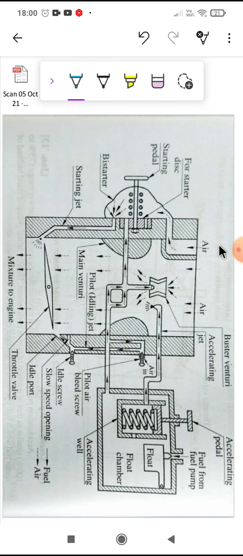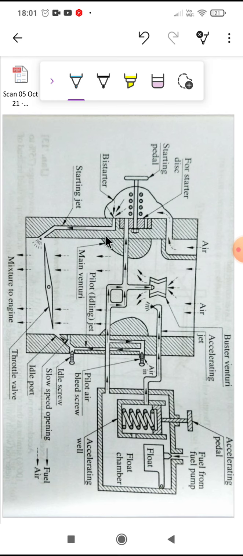So as you can see here, for starting the fuel is added below the throttle valve. From here the fuel is injected to increase the richness of the mixture. So that is for starting.